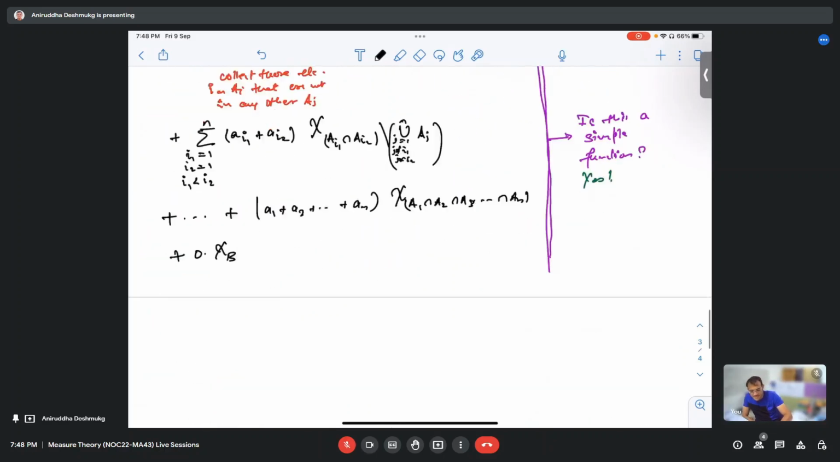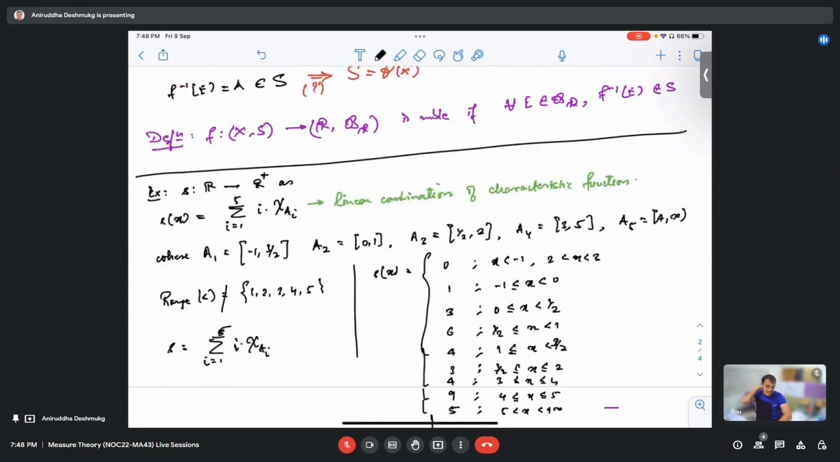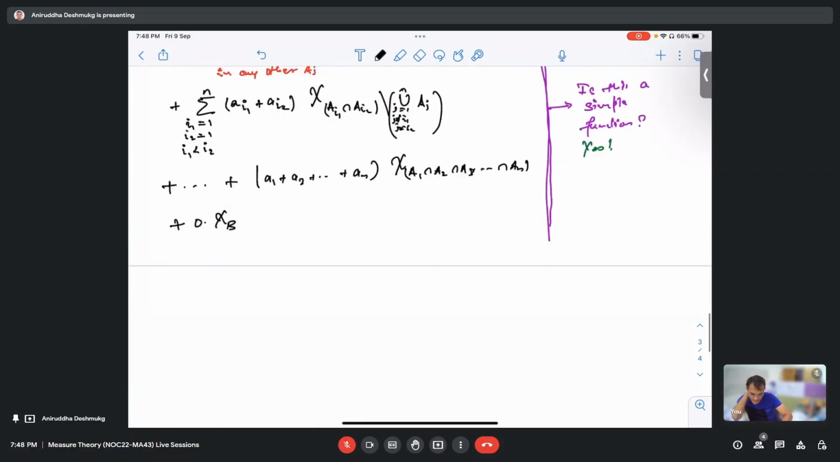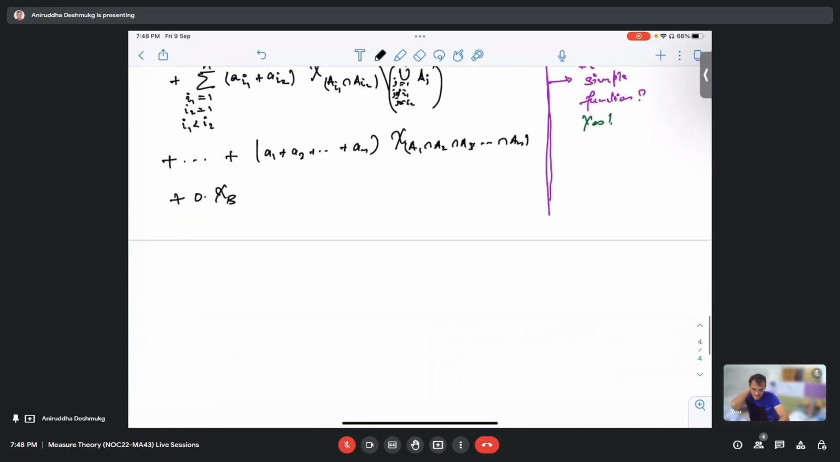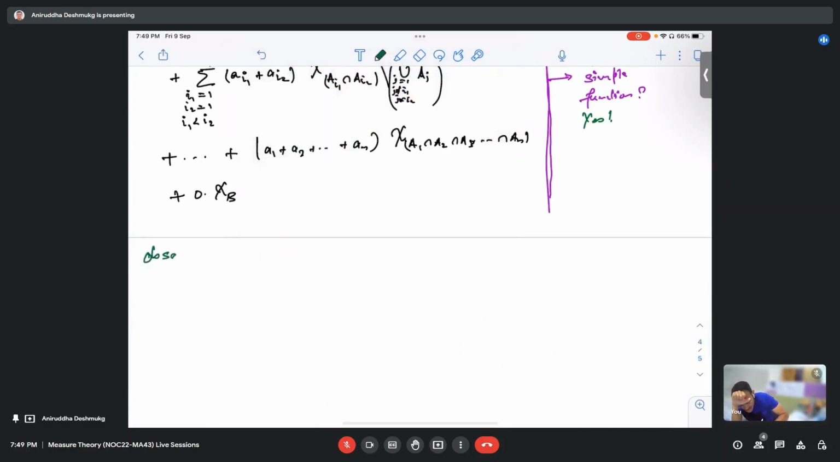Now, another observation that we can make is if we have a simple function, then its range is always finite because it is a linear combination of characteristic functions, right? Yes. And sir, the coefficients would have to be real numbers, actually. Right, right. Yes, yes. So the observation is: the range of a simple function is finite.